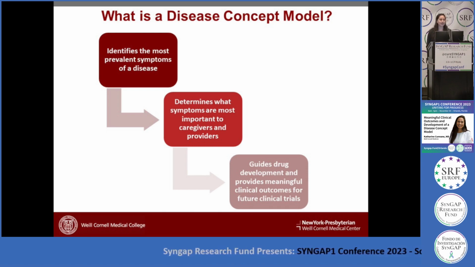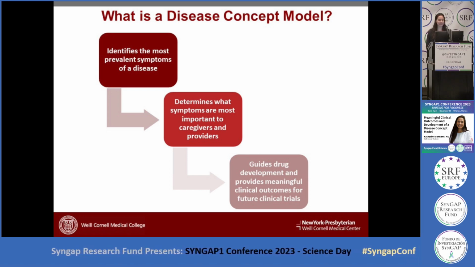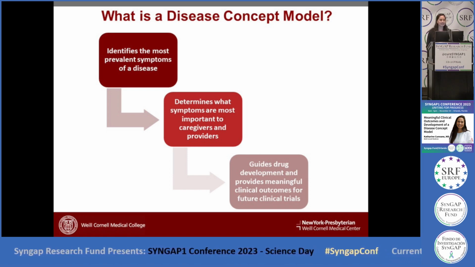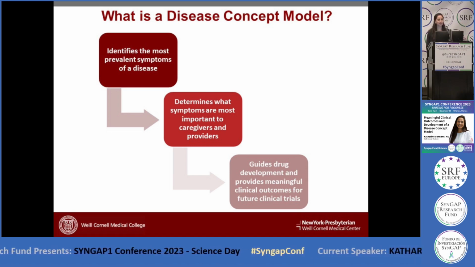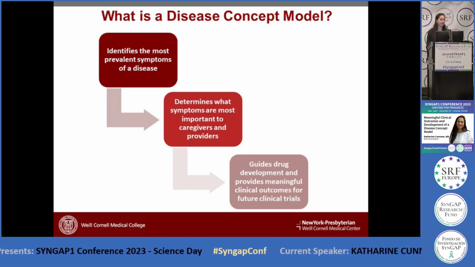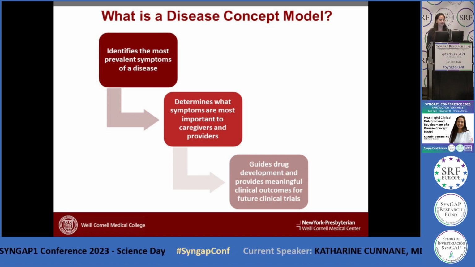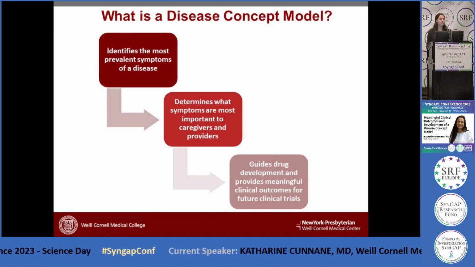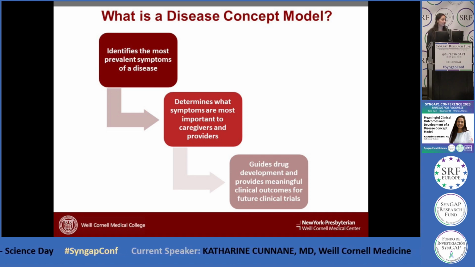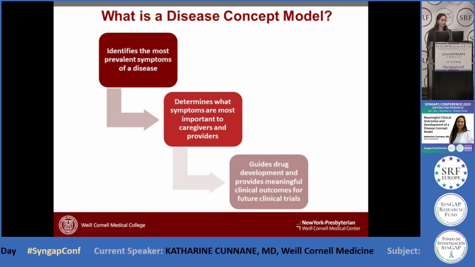So I am presenting on creating a disease concept model for Syngap. First, I just want to define what a disease concept model is. This is an entity that seeks to answer three questions. The first is, what are all of the symptoms that make up a disease? In this case, what are all the features of Syngap? The second question is then, of those symptoms, which do caregivers care most about, which are most important to them?